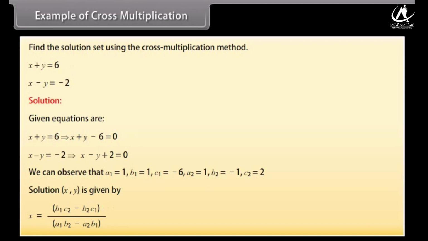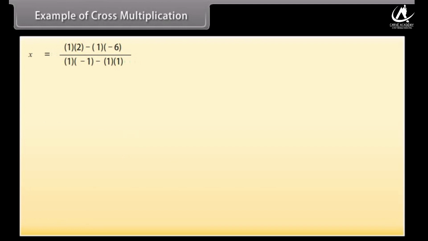Now by substituting the values we get x is equal to (1 into 2 minus 1 into minus 6) upon (1 into minus 1 minus 1 into 1). By calculating we get x is equal to 2.